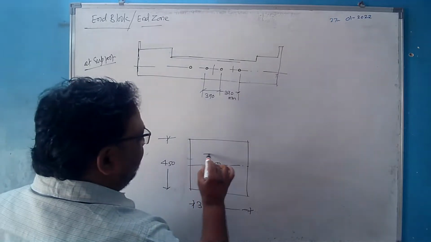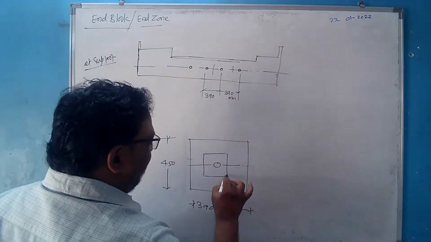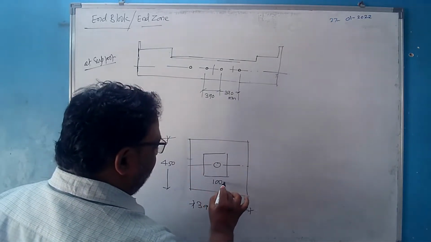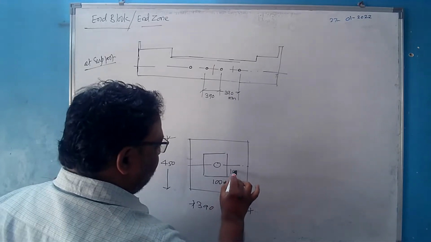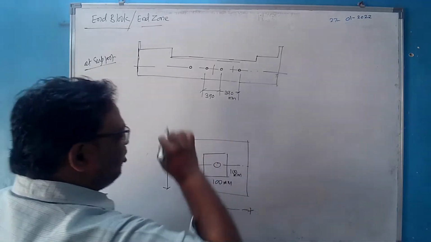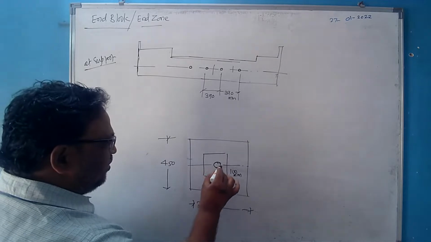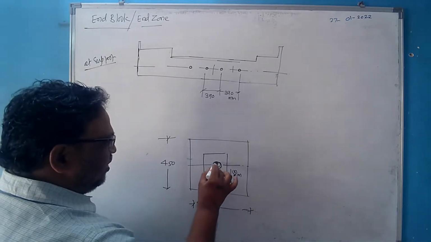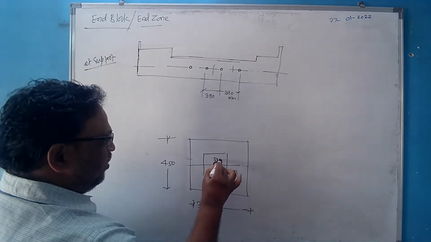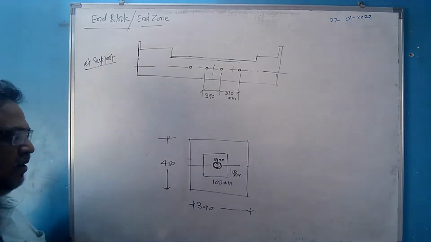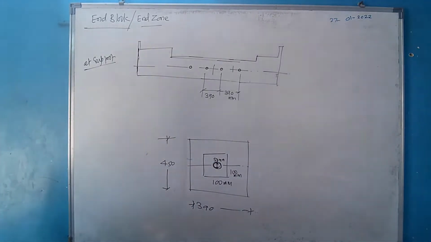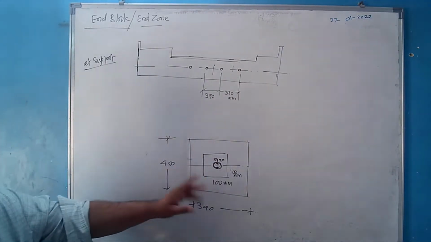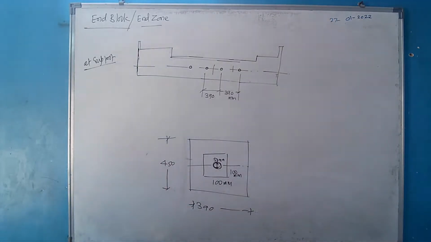Suppose I provide a plate here of 100 mm by 100 mm. I have assumed that. What was the diameter of this duct? The diameter of the duct is 50 mm. We already know this. When we designed it, at that time we had a 100 mm by 100 mm anchor plate that I have provided.